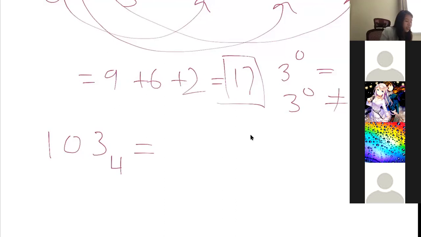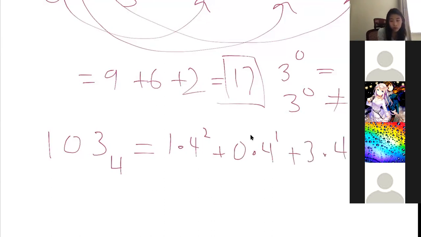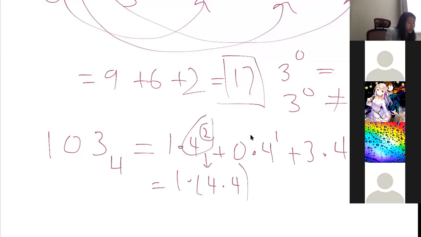Okay. Nice job, guys. So this would be 1 times 4 squared plus 0 times 4 to the 1 plus 3 times 4 to the 0. Okay. So 4 squared, right? 4 to the power of 2. This is going to be 4 times 4, right? So in general, with exponents, if you have a power of 2, this means you're going to multiply it together 2 times. So that's 4 times 4.